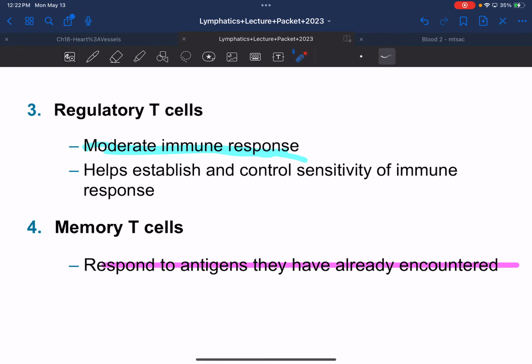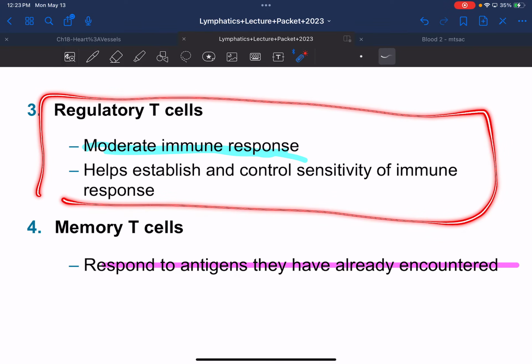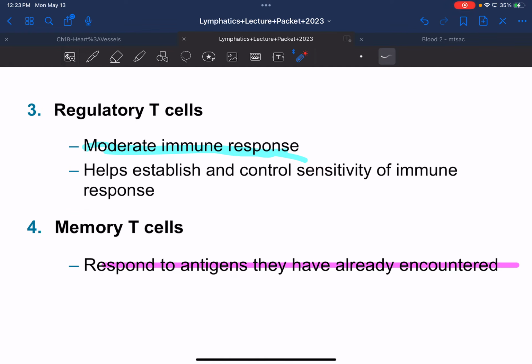Regulatory T cells, they just moderate the immune response. And again, that means that they might tone it down or increase it, and that's way beyond the scope of this class. So they moderate, control, regulate the immune response.